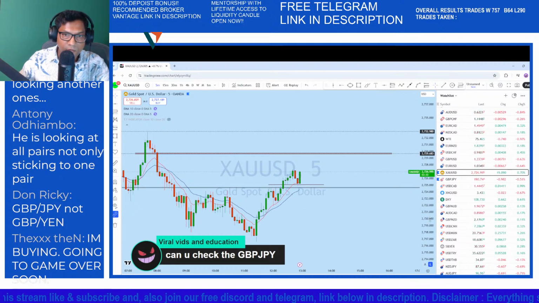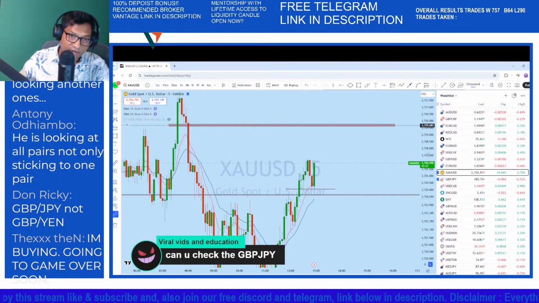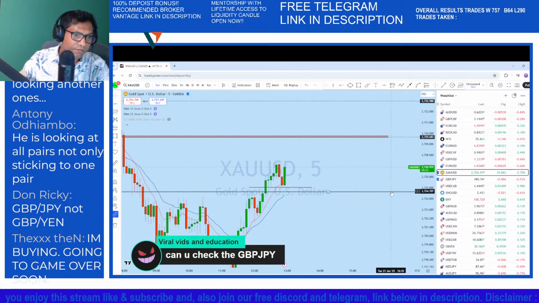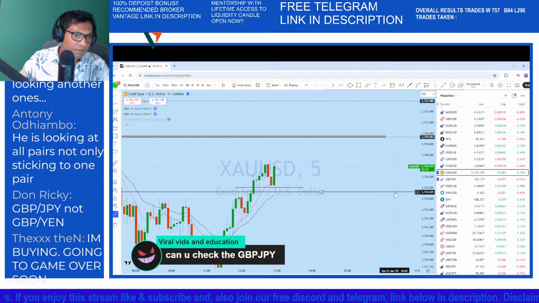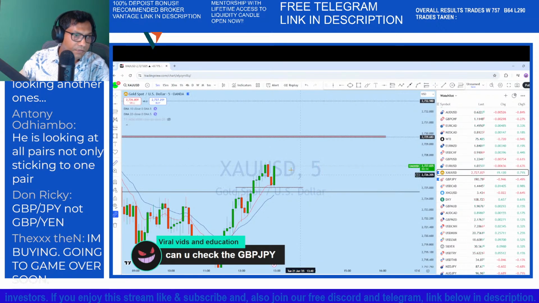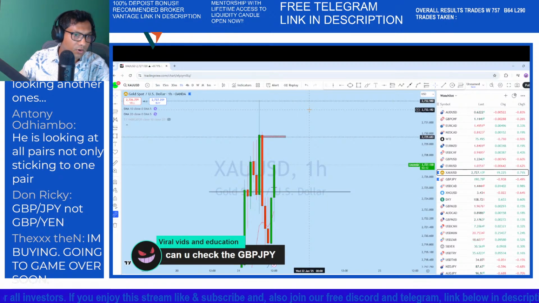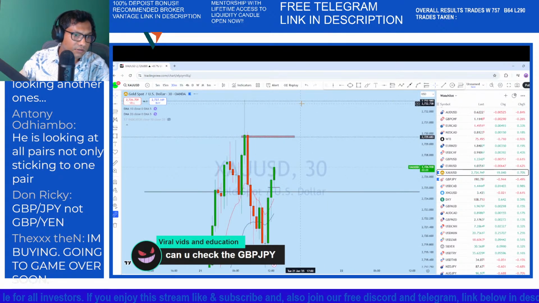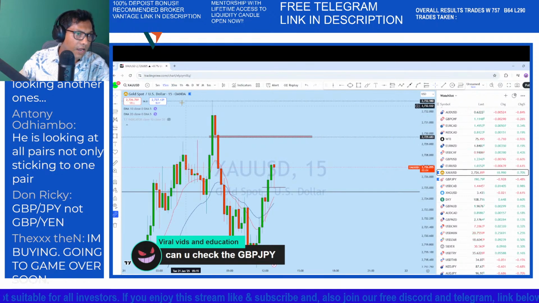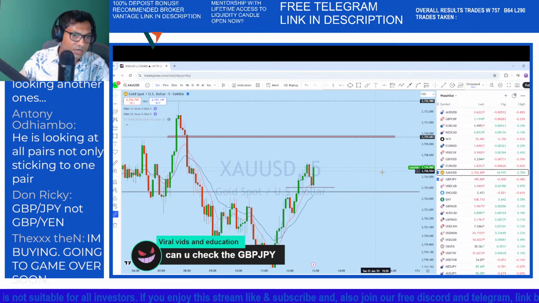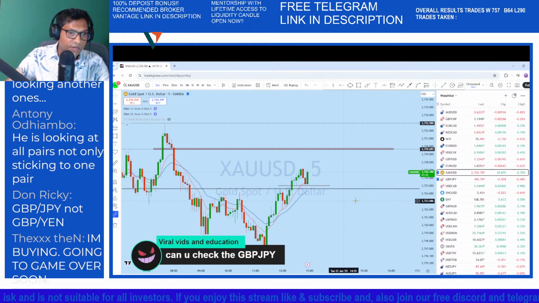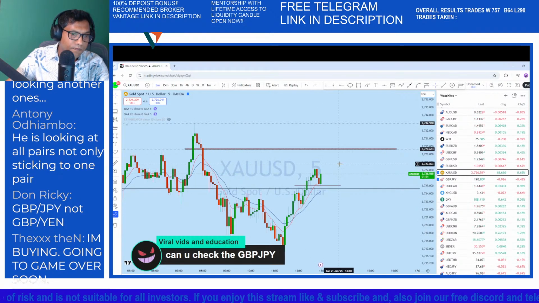XAUUSD. We are running GBPJPY, running in profit. Let it run. We will also be looking at XAUUSD if there is an entry here. There is a probability for potential upside. Let's look at that here. 1 hour, 30 minutes, 15 minutes, and 5 minutes. So looking at that lower time frame price action here. Okay, so here we can see some after this move.